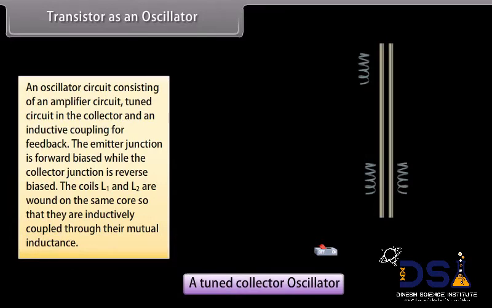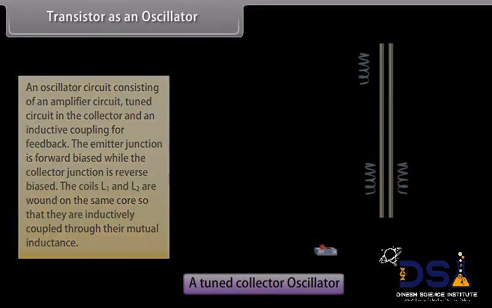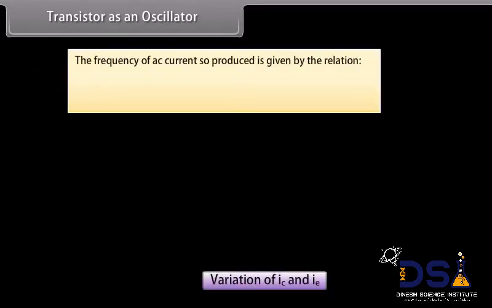On pressing the key, collector current suddenly starts flowing through L1. Consequently, a voltage is induced in coil L2, which charges the capacitor C with such a polarity as to support the forward bias of the base emitter circuit. On reaching saturation, collector current stops varying, hence induced EMF in coil L vanishes. The frequency of AC current so produced is given by the relation f equals 1 upon 2π multiplied by 1 upon the square root of LC.